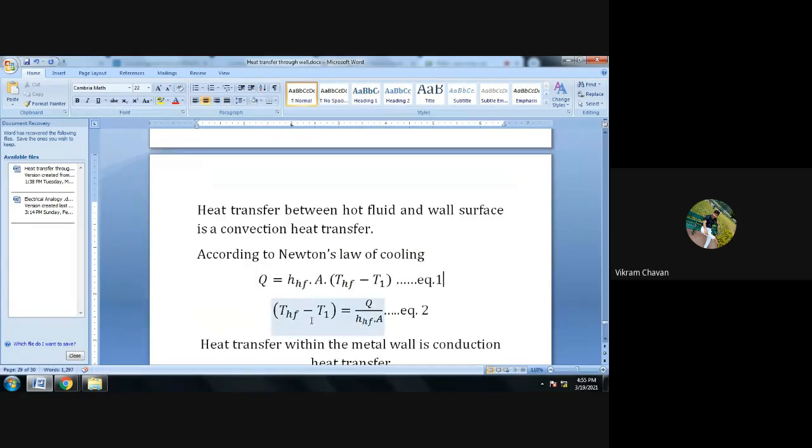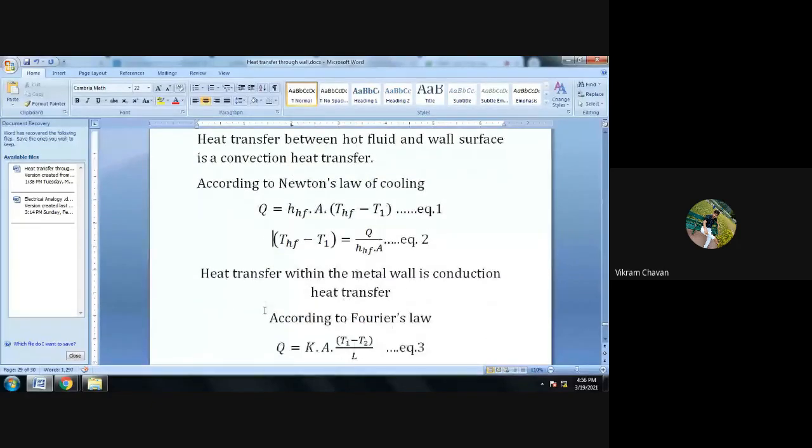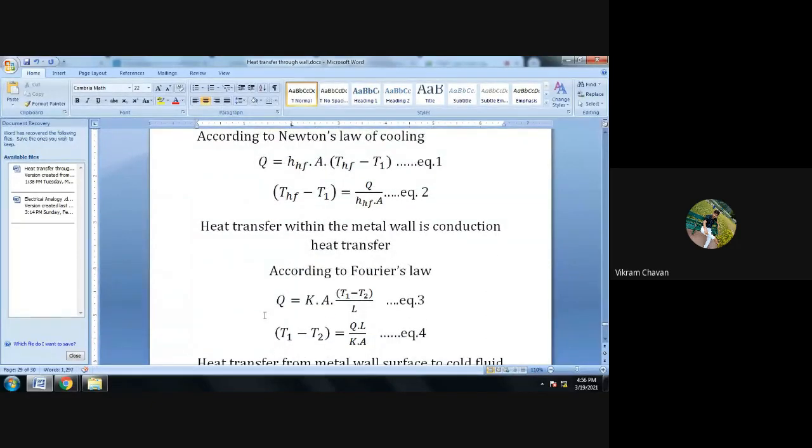Okay. Further, we convert this equation into the form of a temperature difference. So write down T suffix HF minus T1 will be equal to Q divided by small h suffix HF, the convective heat transfer coefficient of hot fluid, multiplied by area, capital A. This is our equation number 2. Then next, heat transfer within the metal wall. Heat transfer within the metal wall is conduction heat transfer.